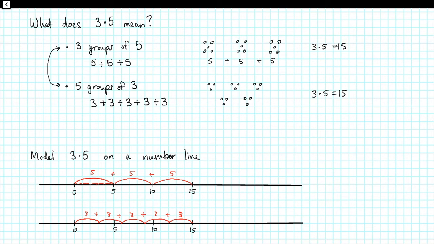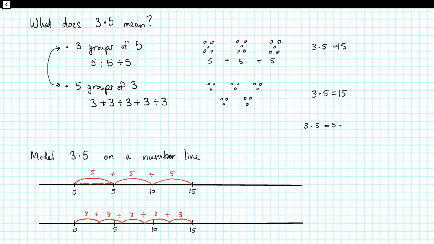Okay, so a lot of us are really familiar with the fact that with multiplication, you can do this in both ways, 3 groups of 5 or 5 groups of 3. And by the way, the fact that 3 groups of 5 is 5 groups of 3, or we could say 3 times 5 is the same as 5 times 3.